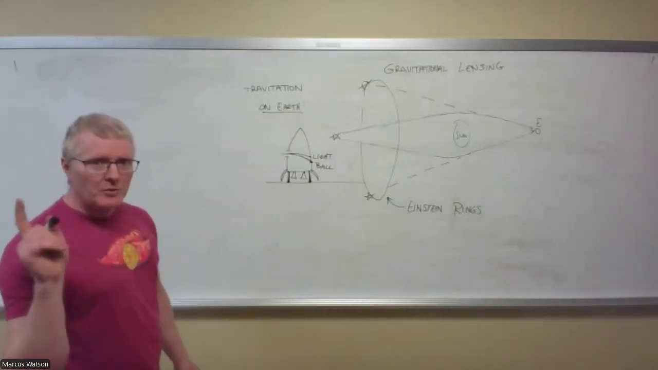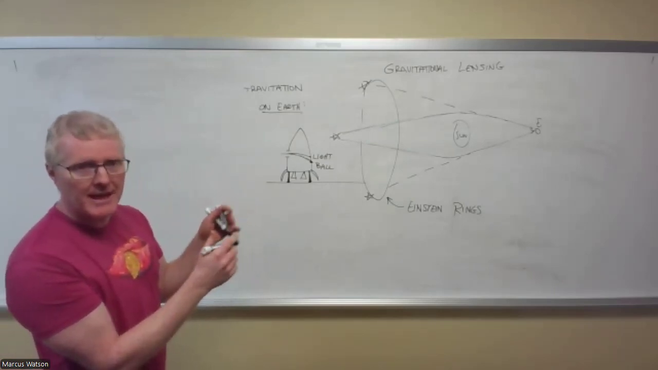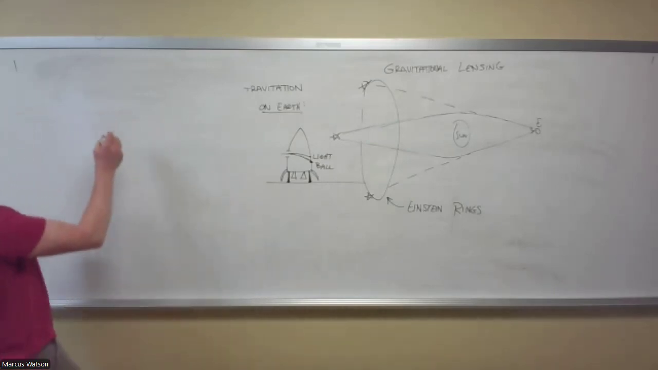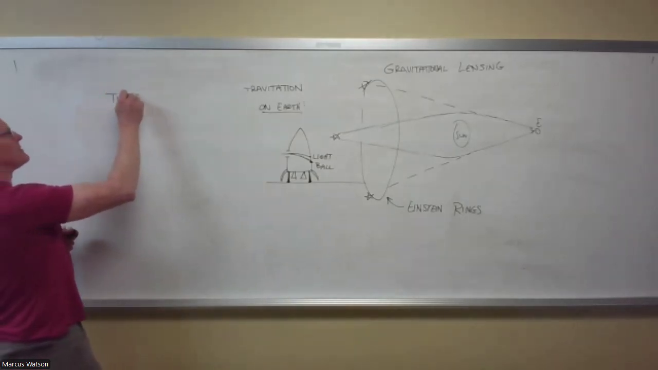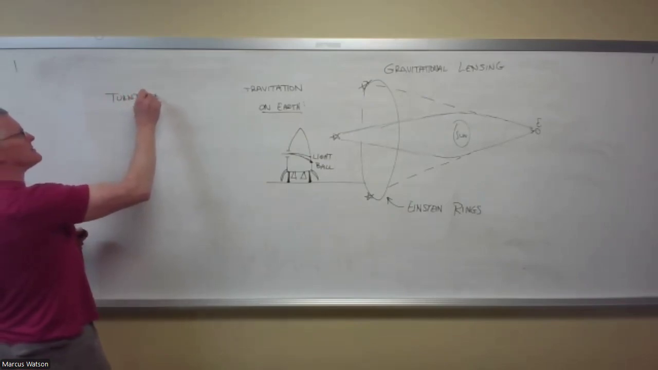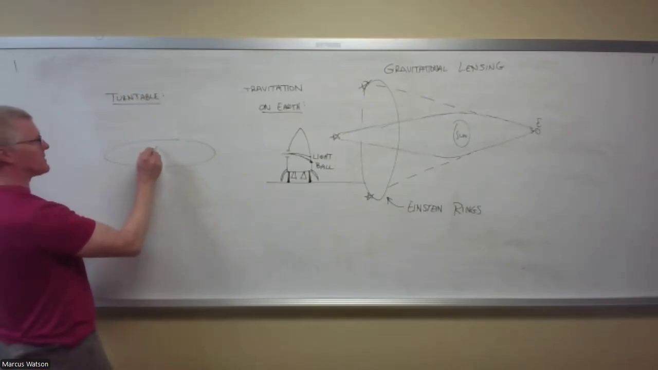Now I'll give you one other situation here. Since we talked at length about time in SR, let me give you some time in GR. Let's suppose we have a turntable, and the turntable has 2 clocks on it.